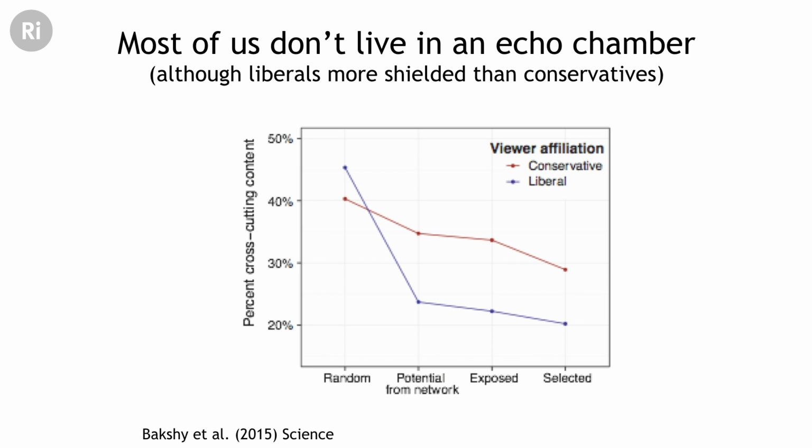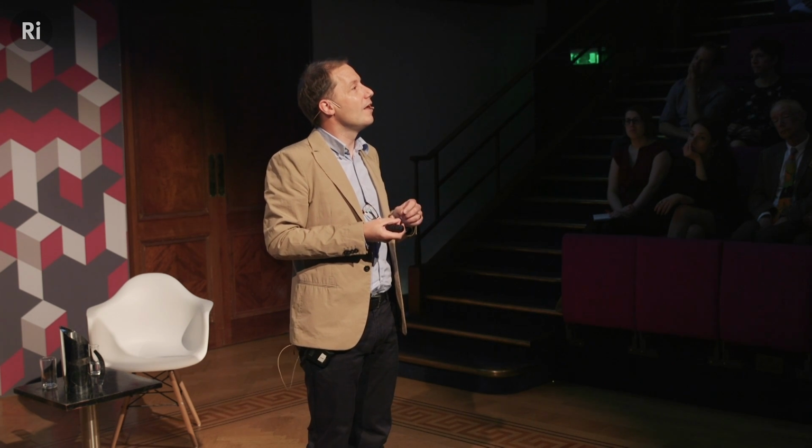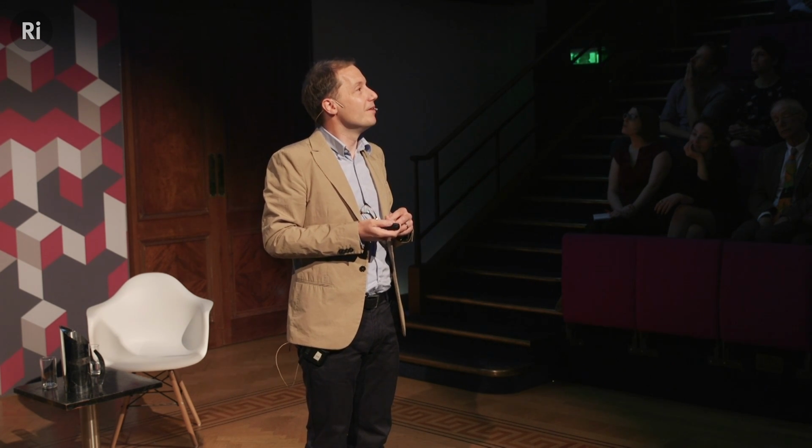Liberals tend to be in a little bit more of an echo chamber. Liberals see more liberal news than they see conservative news, and that's because they share liberal news with each other. So they don't see as much conservative news as if they just picked stories at random. So most of us don't live in an echo chamber, although if you're a liberal, then you're slightly more likely to live in a bit more of an echo chamber than the typical conservative person in general. I don't want to overplay that, because my overall point is that most of us don't live in much of an echo chamber.